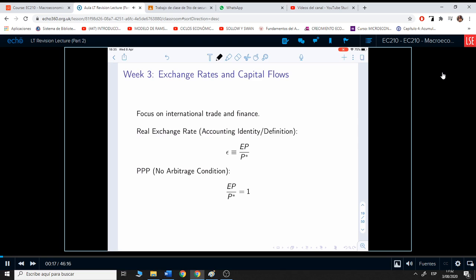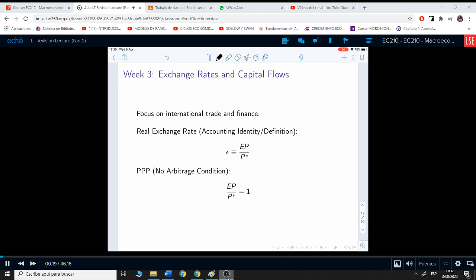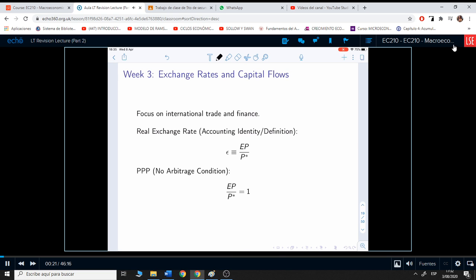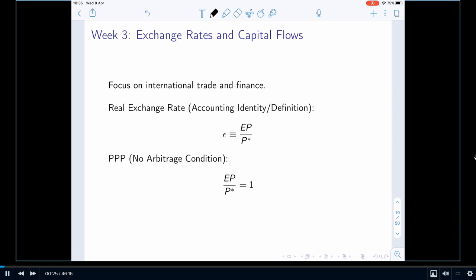So the emphasis here is thinking about how international trade and finance can affect the macroeconomy. And in particular, we're going to consider a couple key questions. The first question is, how are exchange rates determined? We're going to come at this from two different directions. First, we're going to think about how the trade flows of goods and services are going to pin down the exchange rate.